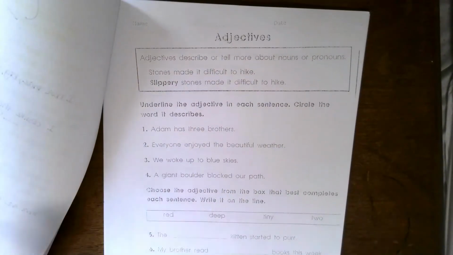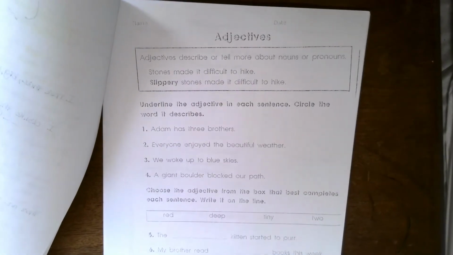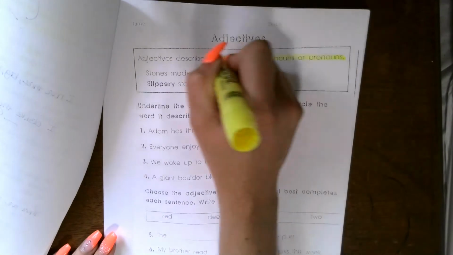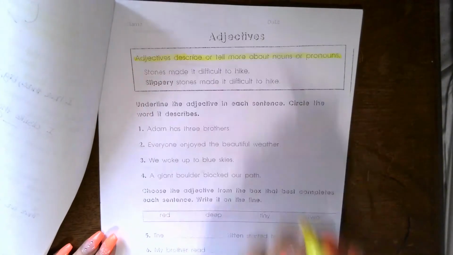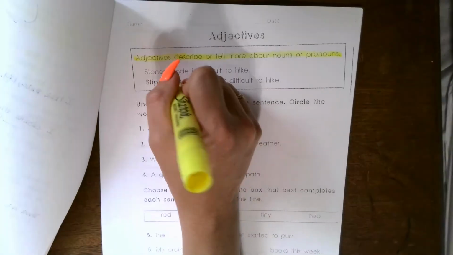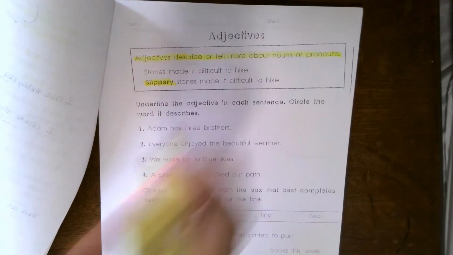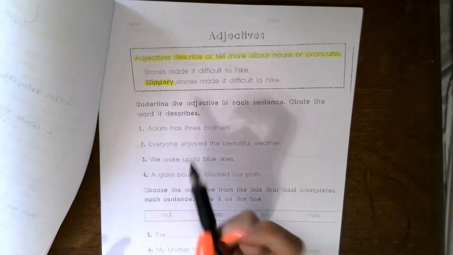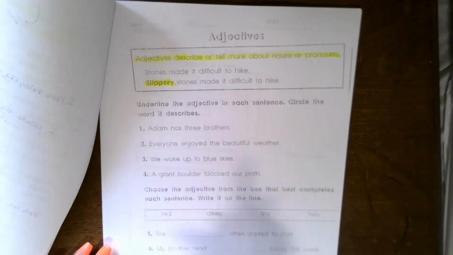Okay, so continuing on with adjectives. Adjectives describe or tell about nouns or pronouns. He, she, we. Those are your pronouns. Stones made it difficult to hike. Slippery stones made it difficult to hike. Slippery big stones made it more difficult to hike. Underline the adjective in each sentence and circle the word it describes.